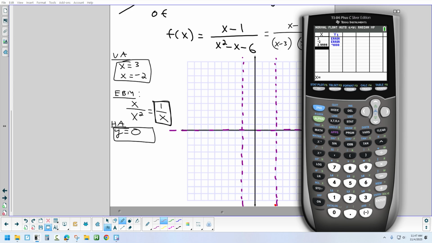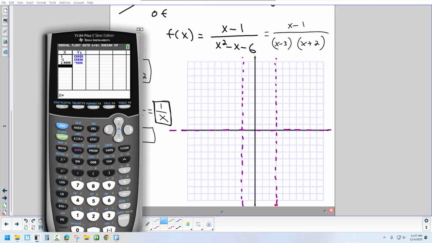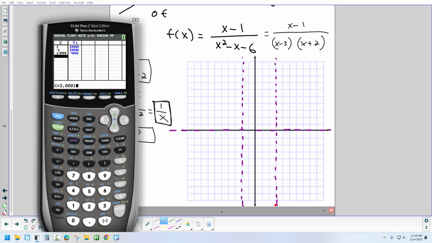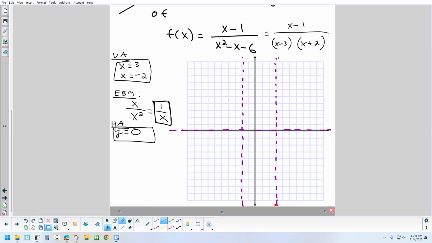Okay. What's a value that I could check that's just after this vertical asymptote, just to the right? 3.001. Yeah, 3.0001. Okay. If we plug in 3.00001, we're up at +4,000. So where do you think I'm going to be just to the right of that asymptote? Way up at +infinity. Okay, now let's do the same thing with -2.